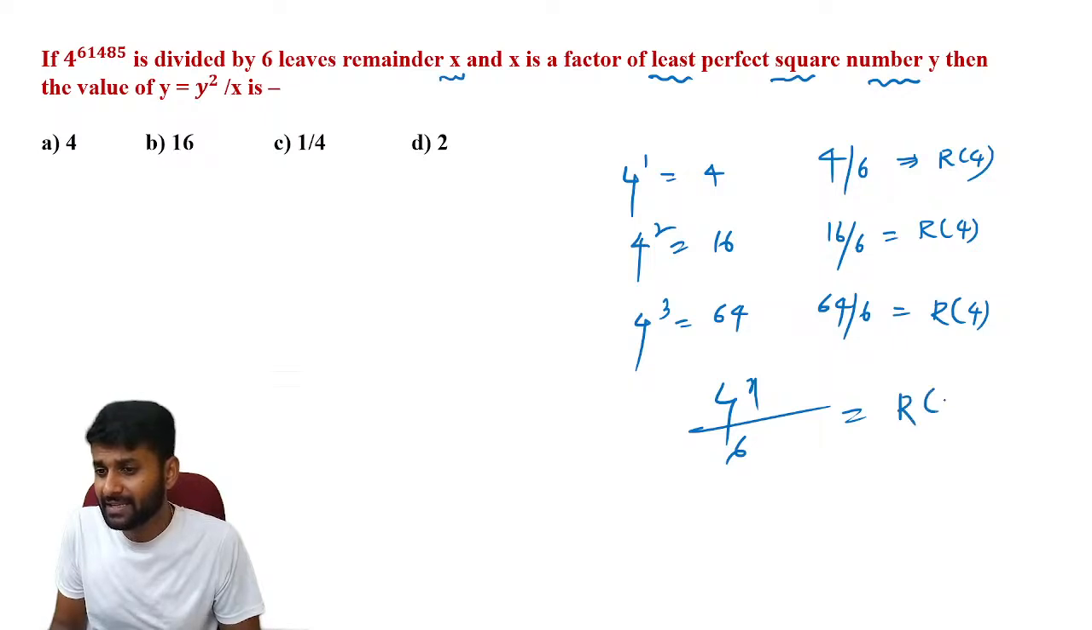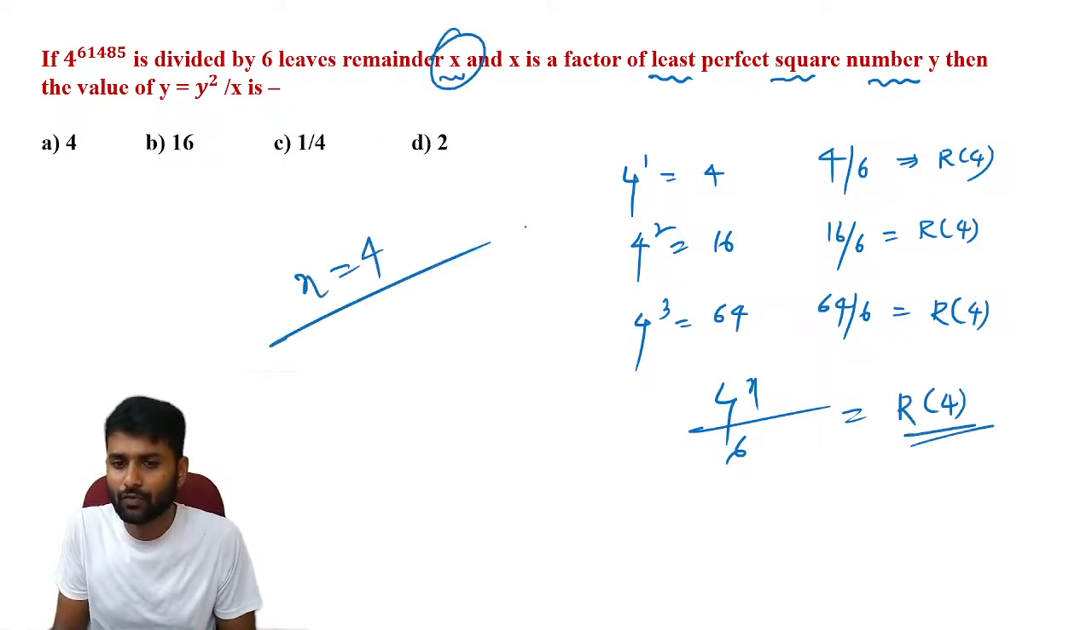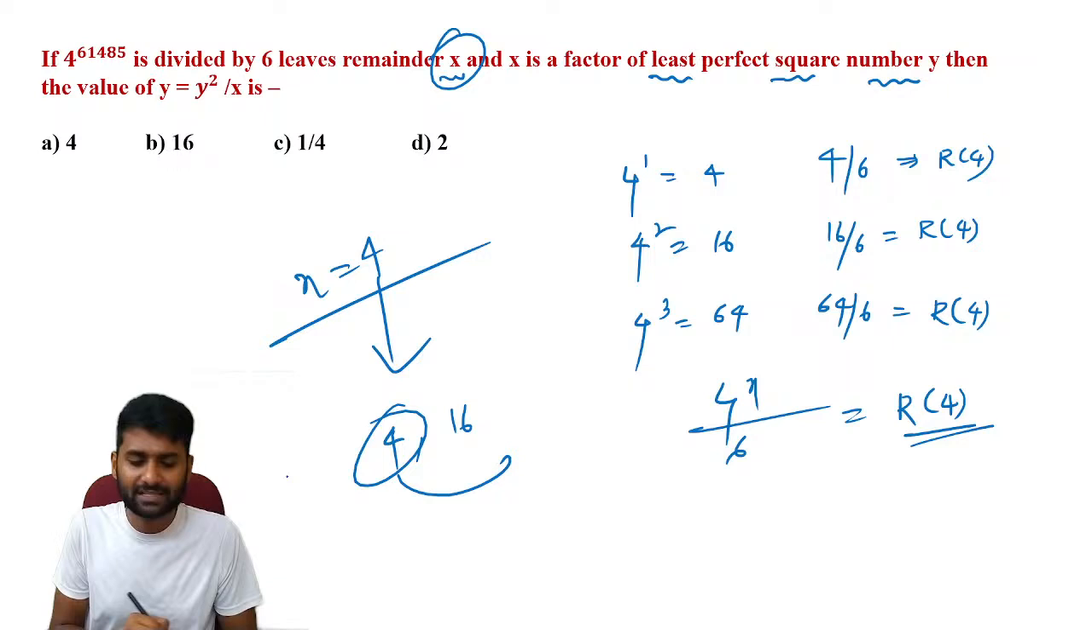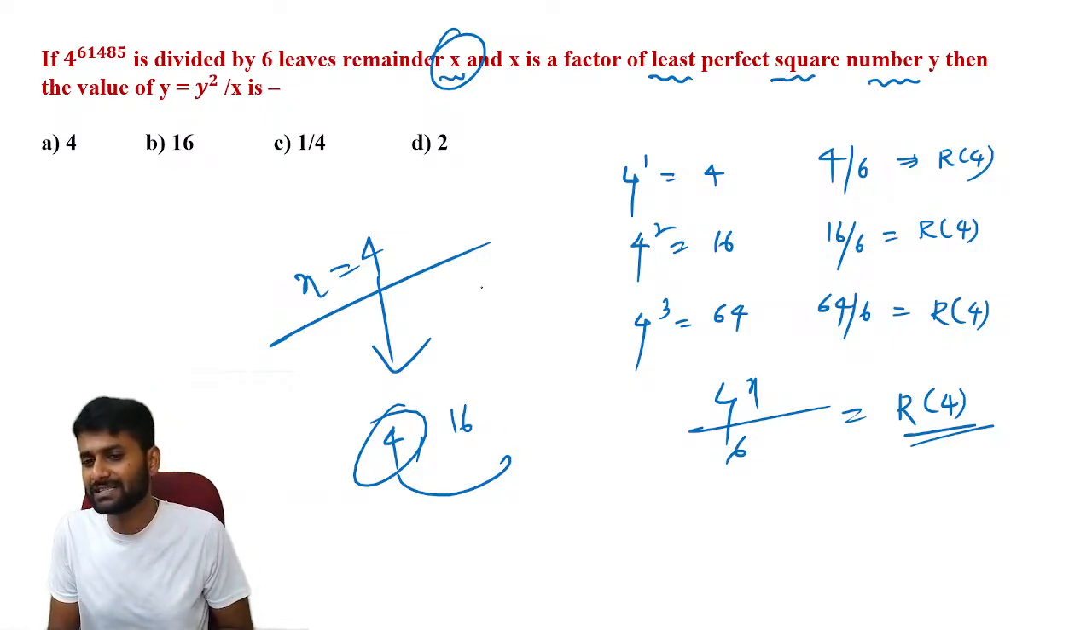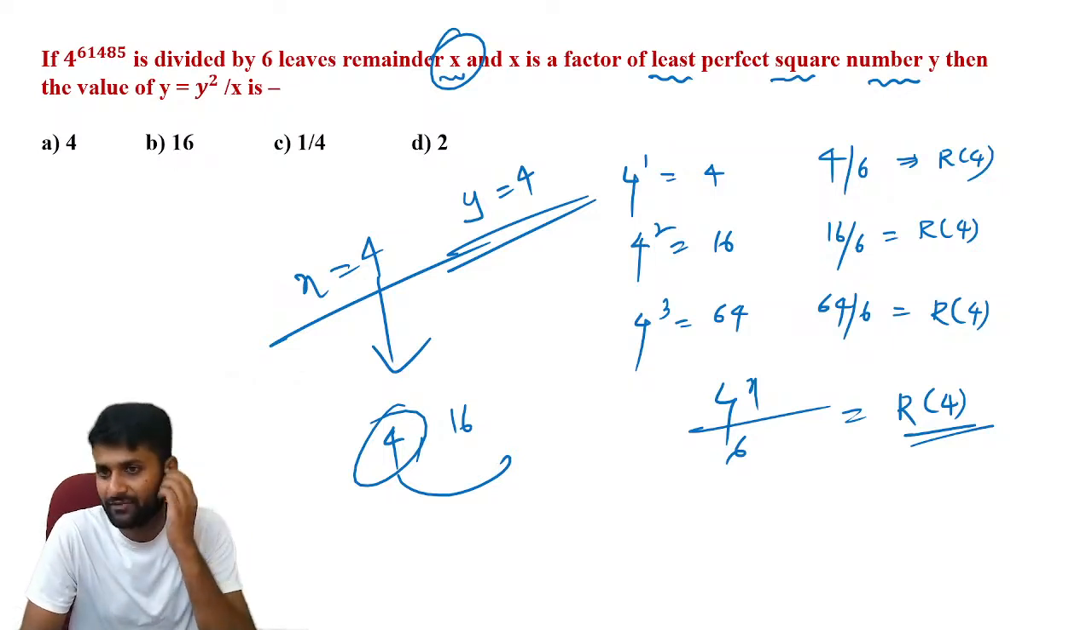So here the remainder is 4 itself. So according to the question, x is equal to 4. Now see, 4 is the factor of a perfect square. Means 4 is the factor of 4 and 4 is the factor of 16 also. But out of these two numbers, you have to consider the least one. Out of 4 and 16, the least value is also 4. That's why x is equal to 4 and y is equal to 4 according to the information.